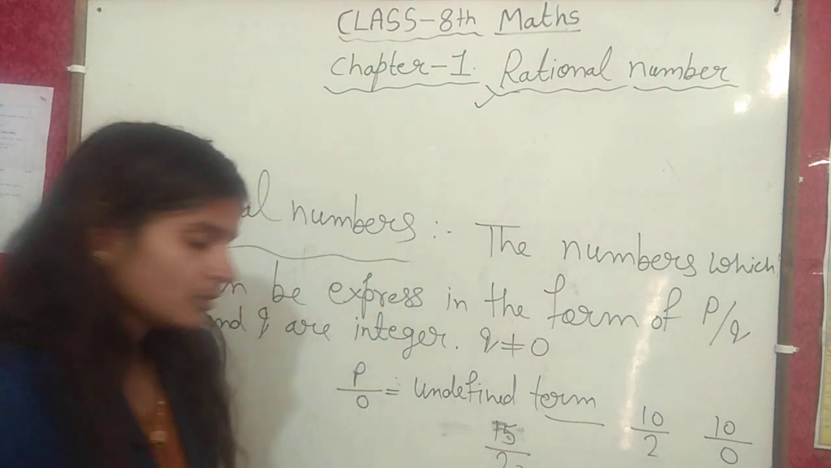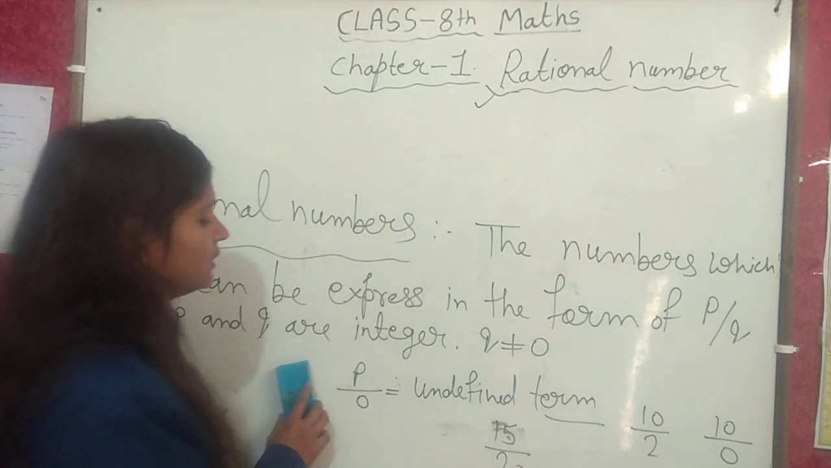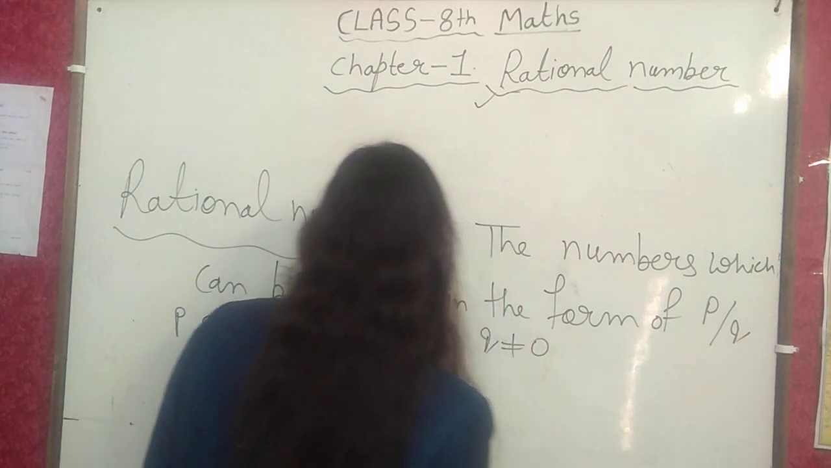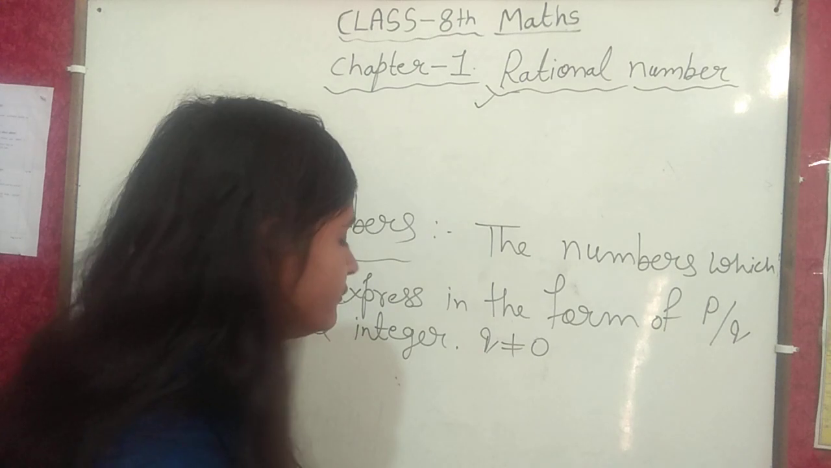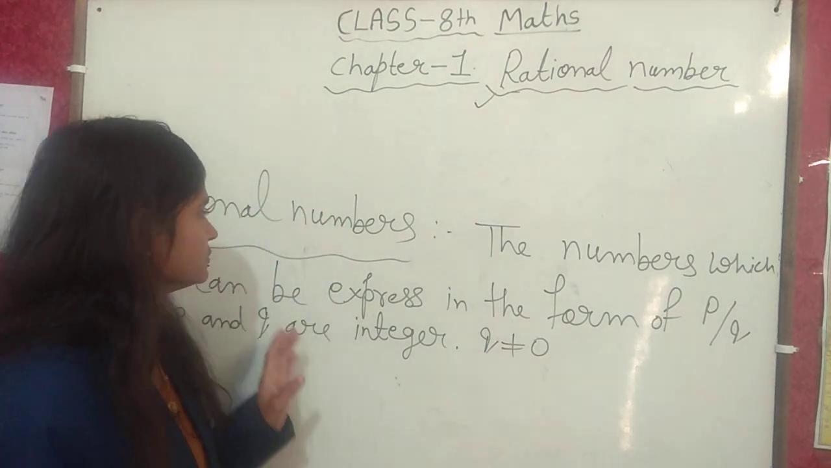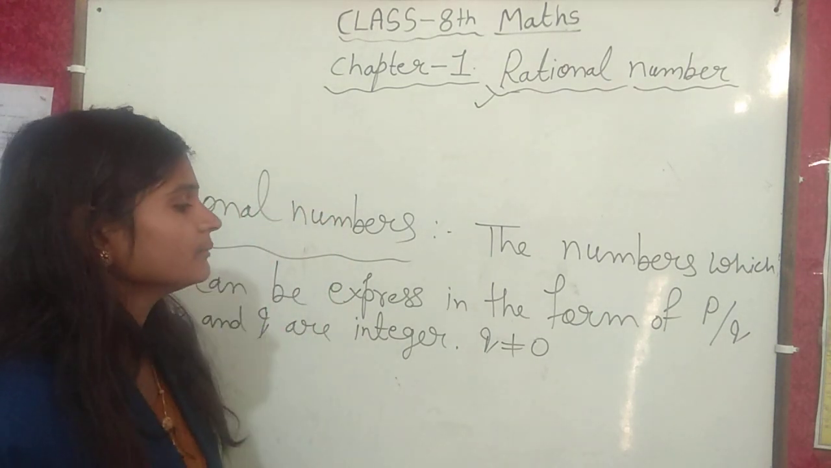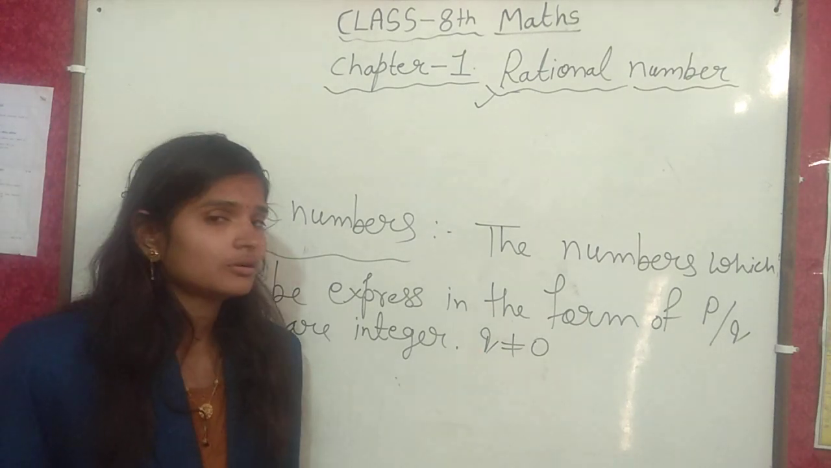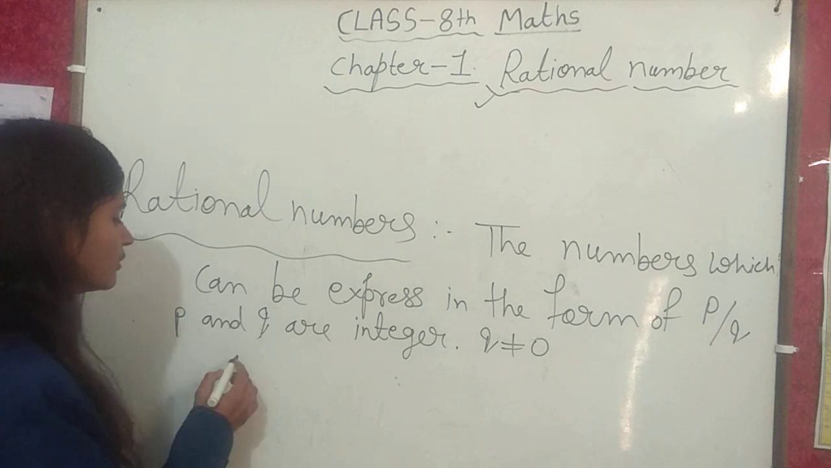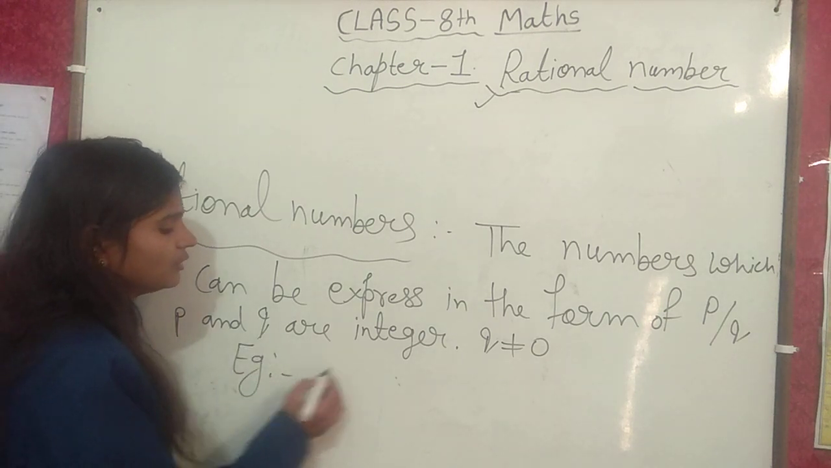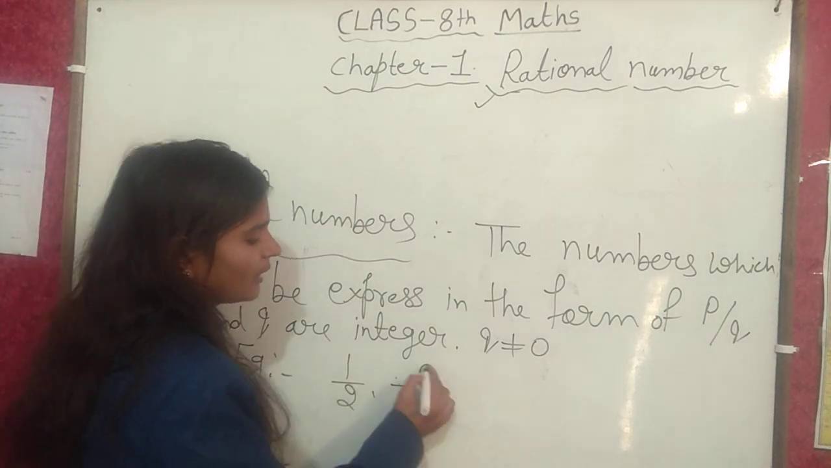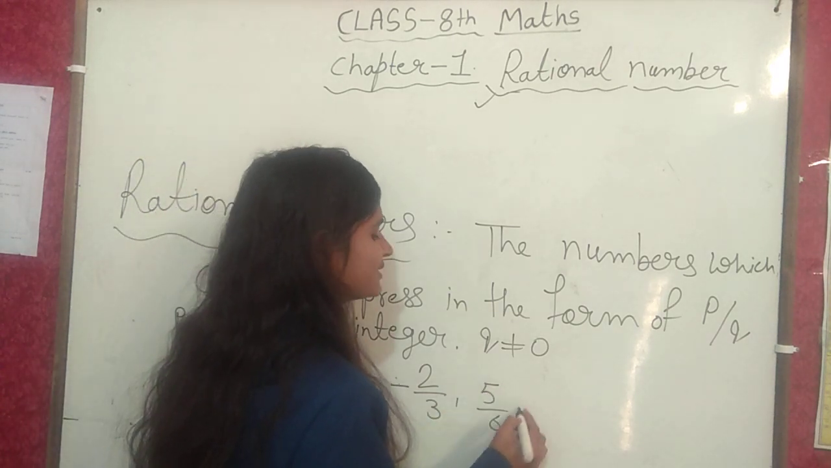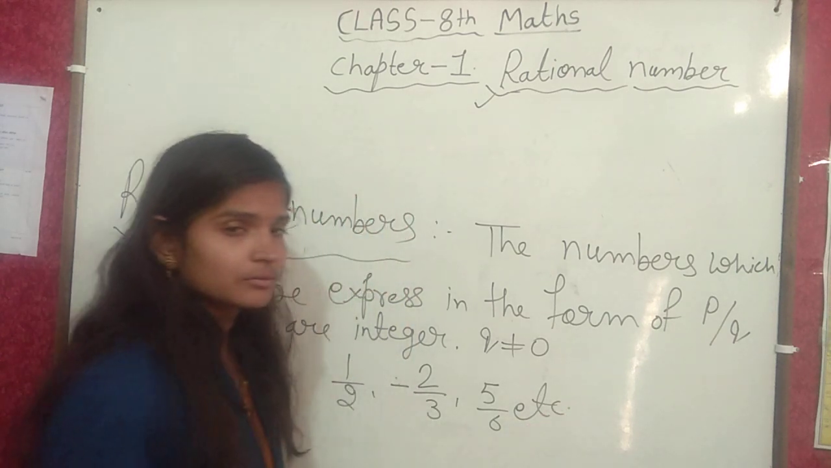So when you take q equal to 0, the value of the rational number is a not defined term. So we can't take q equal to 0. We can write examples like 1 upon 2, minus 2 upon 3, 5 upon 6, etc. You can take any number from here.